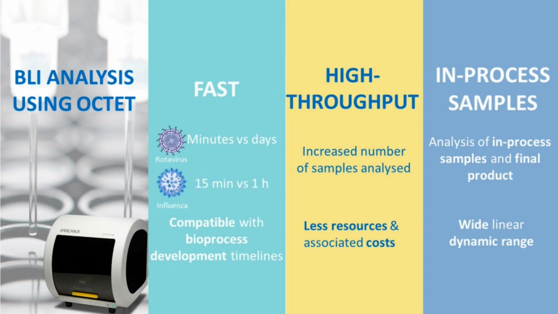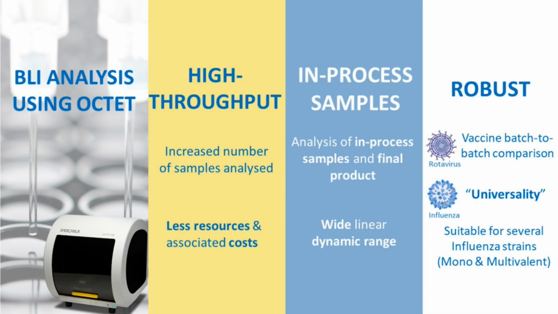So coming back to the characteristics of a well-suited bioanalytical tool, BLI analysis using the Octet platform allowed us to have a faster analysis. For the rotavirus example, we moved from days of waiting for the results to minutes, and the influenza method enables a 15-minute response instead of 1 hour. And these factors, as I mentioned, make this method compatible with the time constraints that we have during bioprocess development. Moreover, using the Octet, we increase the throughput, being able to analyze a much higher number of samples with fewer resources and costs associated.